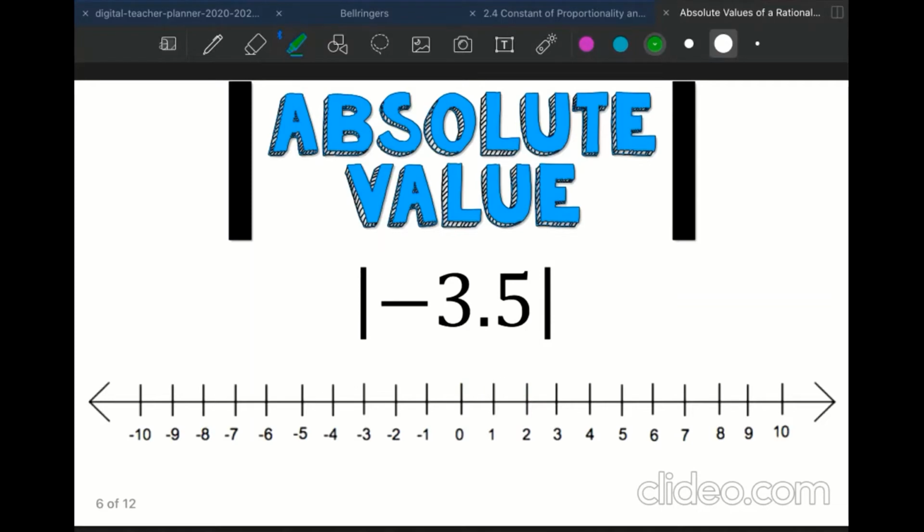All right, let's take a look now. Let's add some decimals in it. The absolute value of negative 3.5. Who thinks they know what the absolute value of negative 3.5 is? I'm going to still do the number line. If you want to do the number line, please feel free. You do not have to, but if you like it, do it. What is the absolute value of negative 3.5? Derek? 3.5. All right, so 3.5.